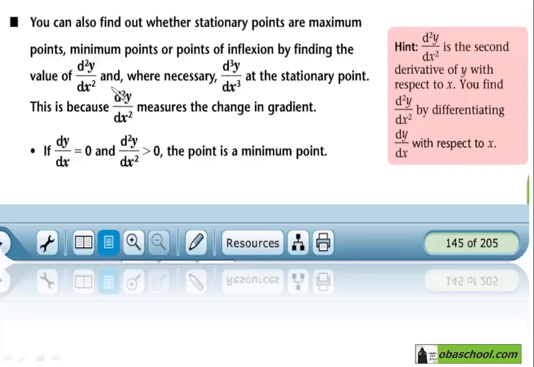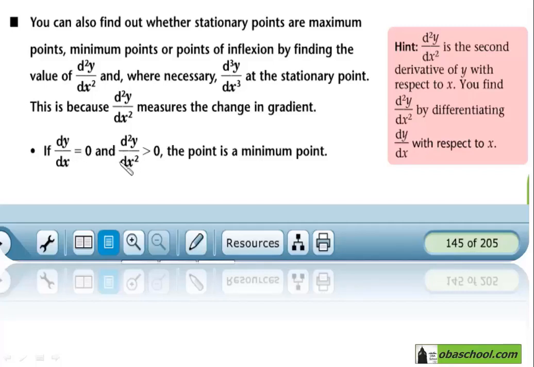So when we find the stationary point, we calculate the derivative once more in order to calculate d2y over dx squared. This is because d2y over dx squared measures the change in gradient. If dy over dx equals 0, so the first time we calculated it was equal to 0, that means we know that we have a stationary point.